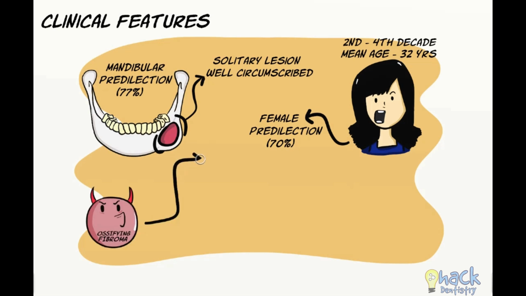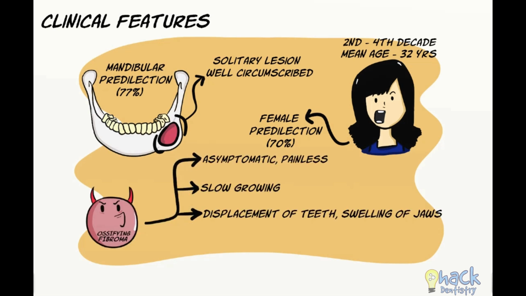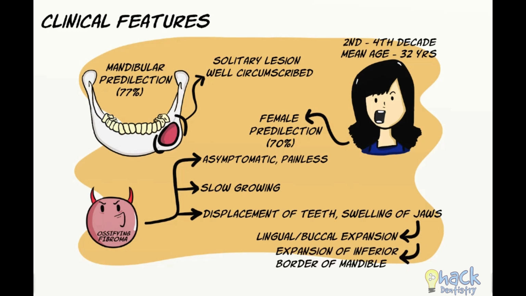They are asymptomatic, slow-growing, and may cause displacement of teeth and swelling of the jaws with a lingual or buccal expansion of the cortical plates. Large lesions may also cause swelling of the inferior aspect of the mandible, which is characteristic of ossifying fibroma. They may also at times be small, not causing expansion, and can be diagnosed only through a radiograph.